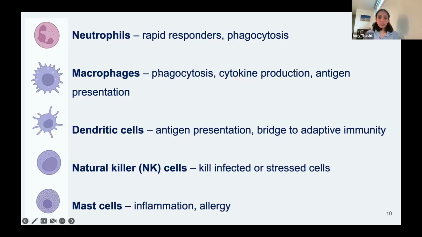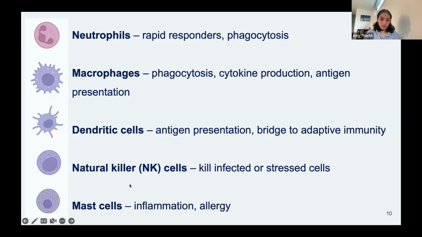Next, we have macrophages. Macrophages are also capable of destroying pathogens through phagocytosis, so engulfing a pathogen in order to break it down and destroy it. And macrophages kind of survey our tissues and our different organ systems to detect potential threats. They're capable of producing these small signaling molecules known as cytokines to allow immune cells to talk to one another and help recruit immune cells to the site of infection.